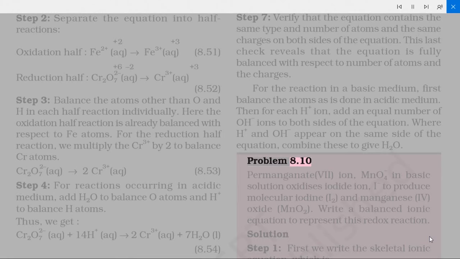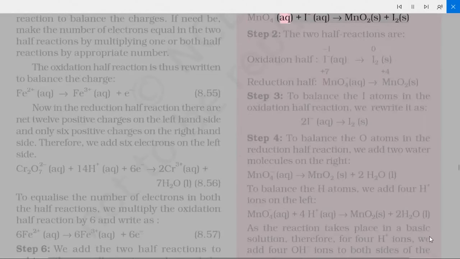Problem 8.10. Permanganate ion MnO4⁻ in basic solution oxidizes iodide ion I⁻ to produce molecular iodine I2 and manganese(IV) oxide MnO2. Write a balanced ionic equation to represent this redox reaction. Solution. Step 1. First we write the skeletal ionic equation, which is MnO4⁻(aq) + I⁻(aq) → MnO2(s) + I2(s).